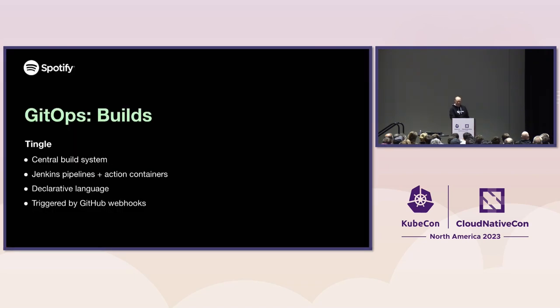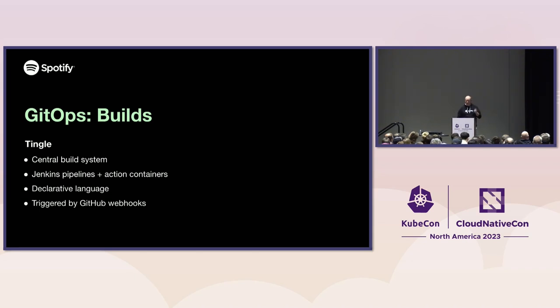So let's start with builds. The build system is kind of the starting point of GitOps. This is where the process is kicked off. We have a central build system at Spotify called Tingle. It's a custom system, but it's designed around Jenkins pipelines, action containers, very similar to GitHub Actions that came out a little bit later. Most interestingly, it has a declarative pipeline language.